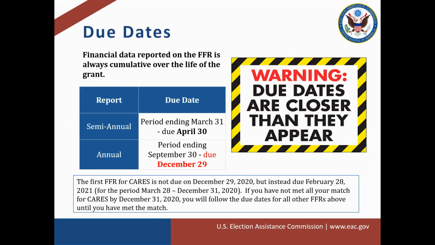Now, if you have not met all of your match for CARES by the end of this calendar year, you'll then start following the other due dates for all the other FFRs and be on cycle, which would mean after February 28th, your next report is due April 30th. And that will continue until you have met the match. Once you've met the match, we will create a final report and close out your CARES grant.